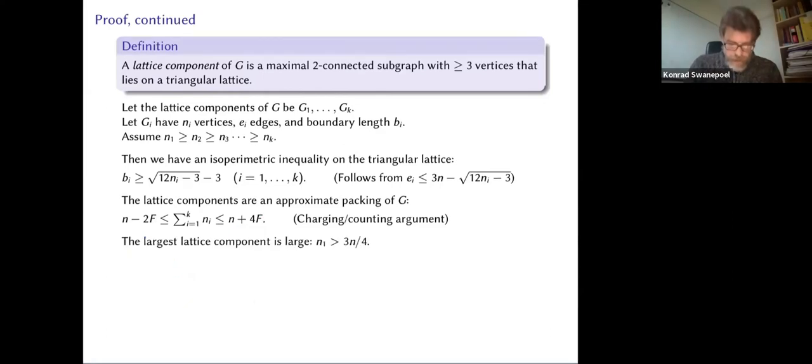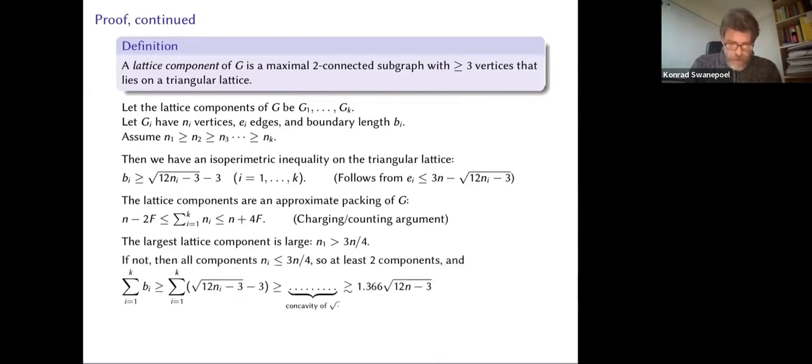Another thing that you can show is that the largest lattice component is large, at least 3/4 n. Actually, at this stage, if you work hard, you can get that it has to be at least 97% of everything, but we don't need that. It turns out we don't need that much. So how do we prove this? Well, if not, then they are all small. So there's at least two of them.